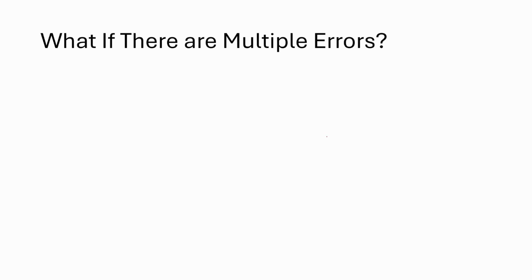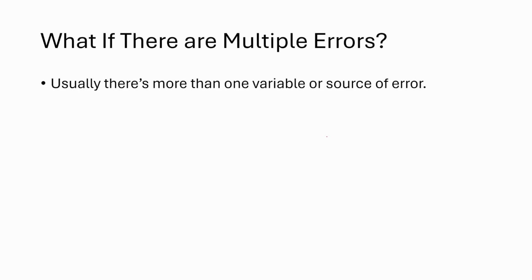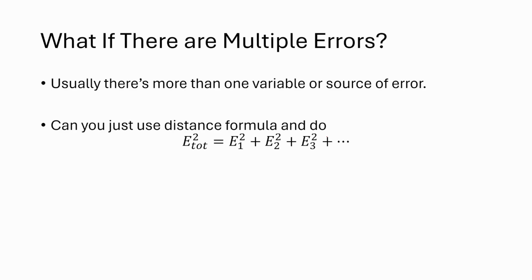Now, I've mentioned that in the real world, we usually don't have a single variable and we usually have more than one source of error. And if you are thinking, well, you teased that whole distance formula thing and you kept talking about multi-dimensional whatever, can I just square and add everything and sum my squares of the individual errors to get the total squared error? That is a very good guess. It just happens to be wrong.